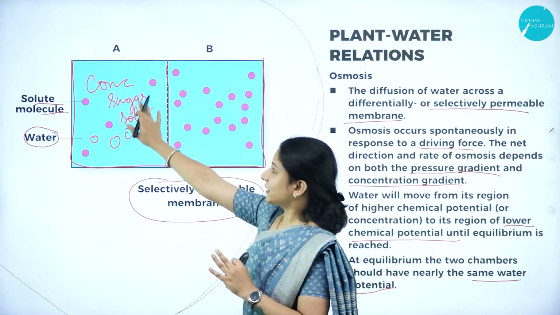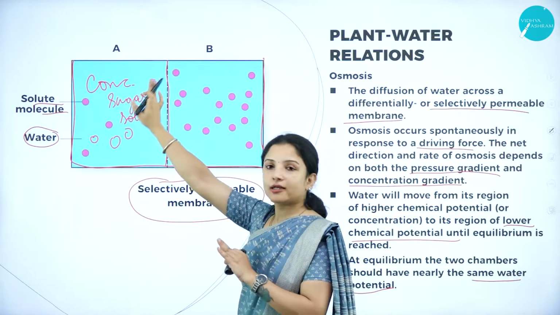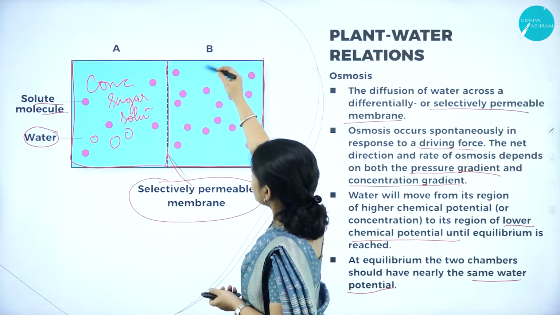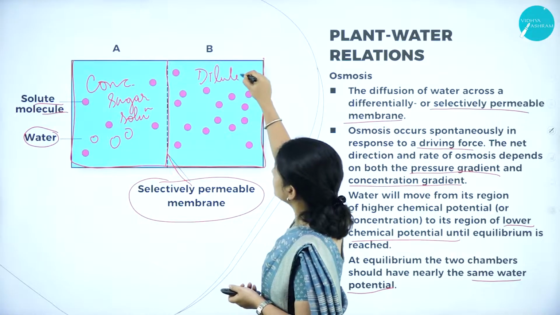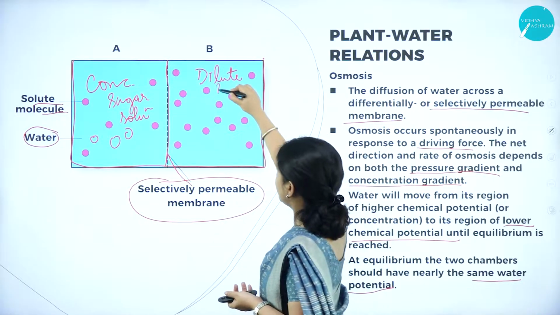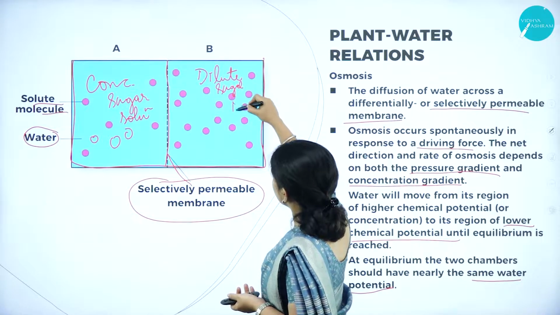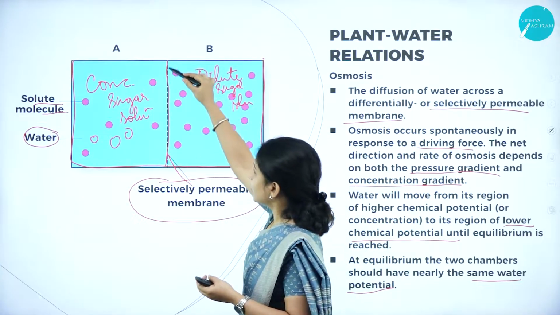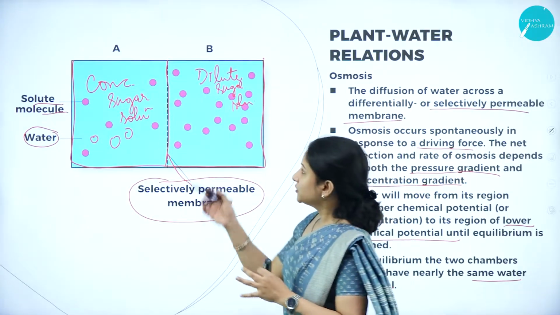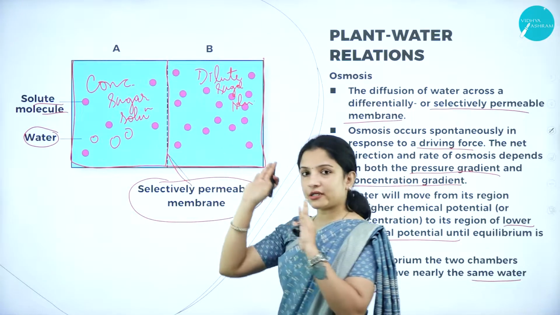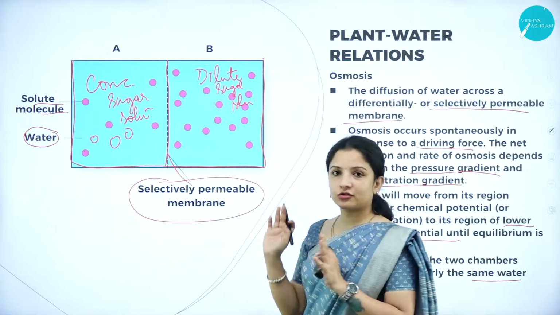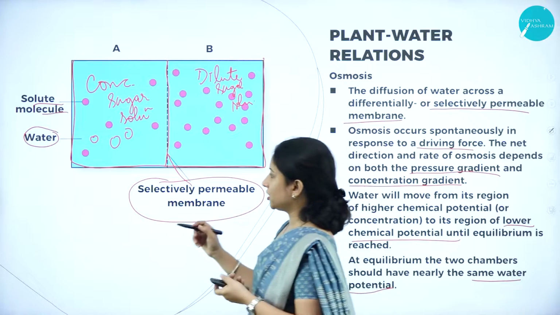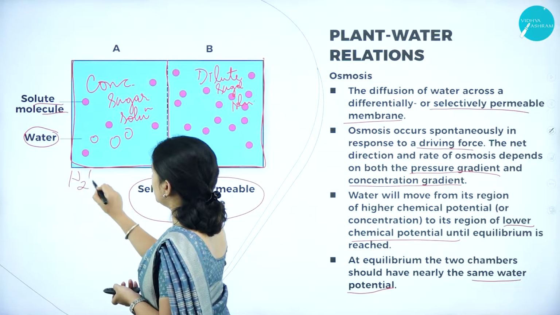Here also, on one side of the chamber, there is concentrated sugar solution, and on the other side of the chamber, there is a dilute sugar solution. Means not that concentrated, it is a dilute sugar solution. So now imagine both the containers, and in between they are separated by a semi-permeable membrane. So towards container A also there is sugar, towards container B also sugar is there, and water molecules are also there.